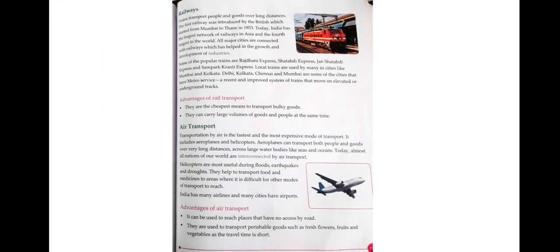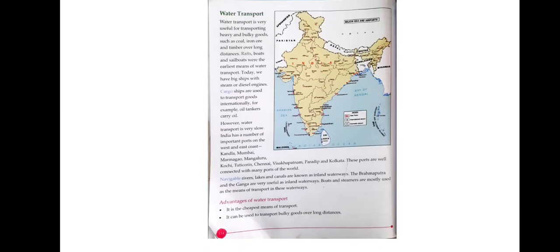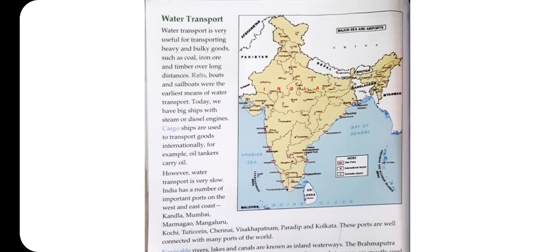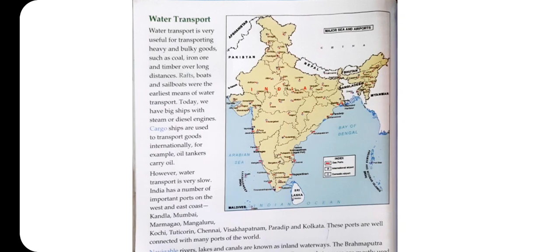Now, we are talking about water transport. Water transport is very useful for transporting heavy and bulky goods such as coal, iron ore, and timber over long distances. Rafts, boats, and sailboats were the earliest means of water transport. Today, we have big ships with steam or diesel engines. Cargo ships are used to transport goods internationally. For example, oil tankers carry oil.